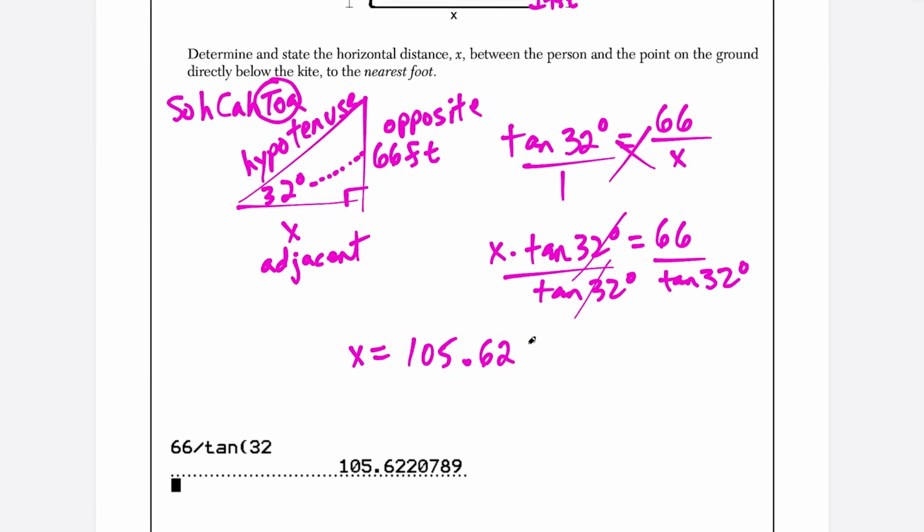105.622. And the question told us to round to the nearest foot. So here we go to the ones place, which is a 5. To the right is a 6. So we would round up to 106. And the units here are feet. So the horizontal distance is 106 feet.